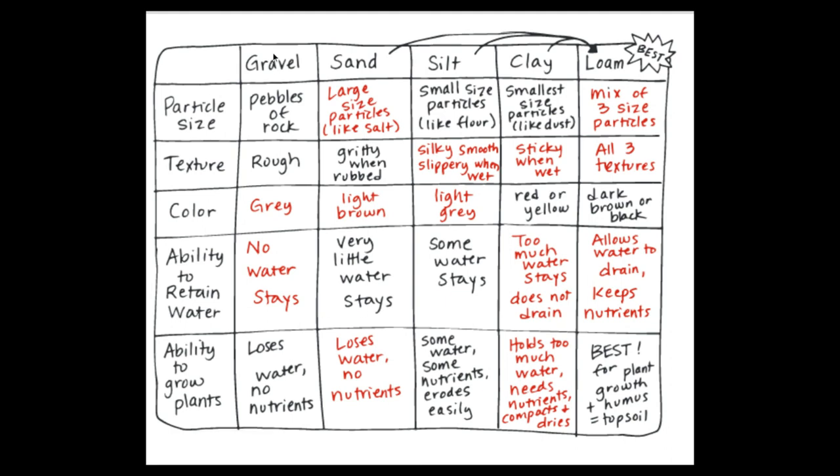So it shows you the different attributes of gravel. It has pebbles of rocks as far as particle size. It's rough texture. It's gray in color. No water stays. So if you were to fill up 5 different containers and one of them had gravel in it and you poured water into the container and there's a hole in the bottom, all of the water would come out. The gravel's not going to hold any of the water.